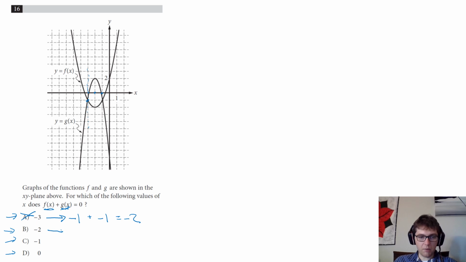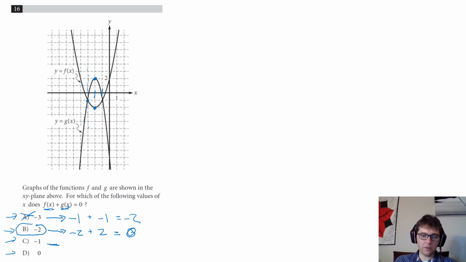Let's take a look at point -2. So you have x equal to -1, x equal to -2. g of x is +2. f of x is -2. So you have -2 plus +2, that is equal to 0. So it looks like B is our correct answer. Let's just make sure we're not fooling ourselves. We'll do the other two just for completeness.